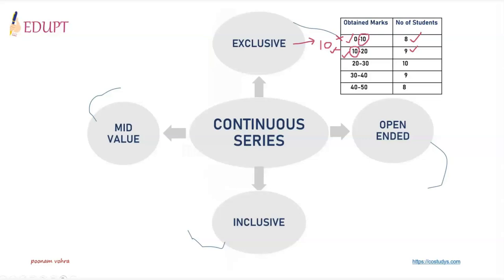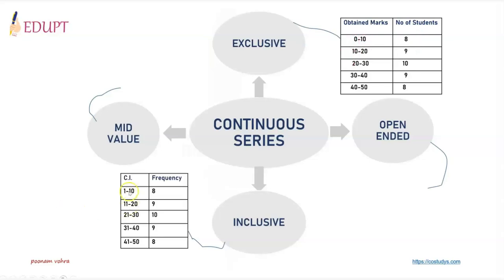Similarly, anyone who has obtained 20 marks will not be included in the second class interval but will be included in the third class interval, and so on. Inclusive class interval is when both the class limits get included in the first class interval only. Suppose these are the marks obtained and frequency is the number of students who have obtained these marks.